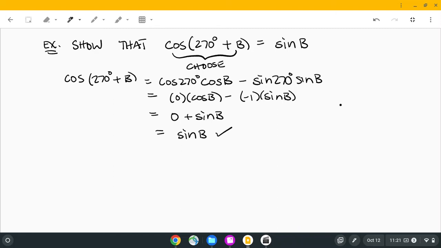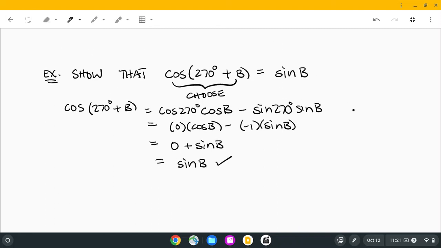Okay? All right, so that is actually it for the sum and difference formula for cosine. The next video we'll do sum and difference formula for sine and tangent. All right.